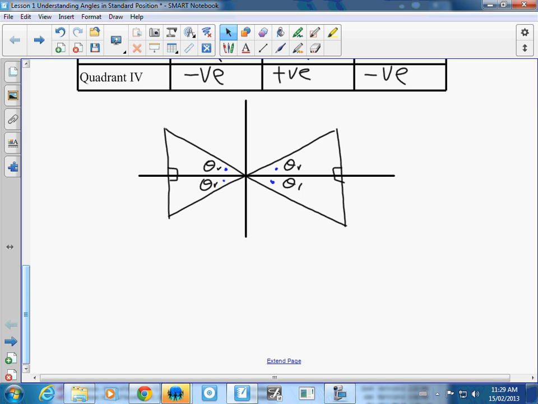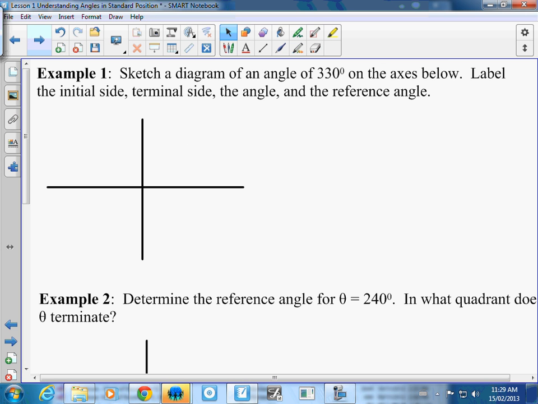Okay? What I'm going to give you is a method where you actually decide which one's which. So flip the page. Okay, example number 1. Here we go. Sketch a diagram of an angle of 330 degrees. Label the initial side, the terminal side, the angle, and the reference angle. 4 things we're going to label.